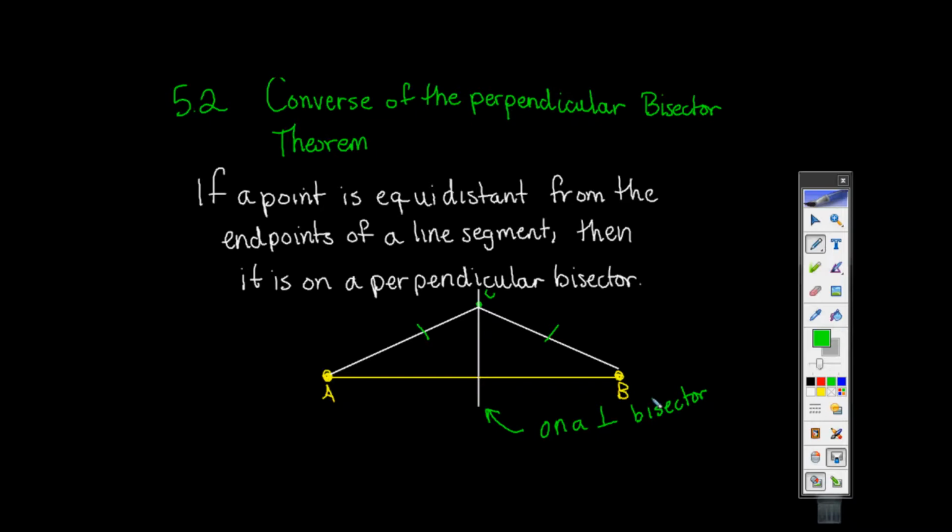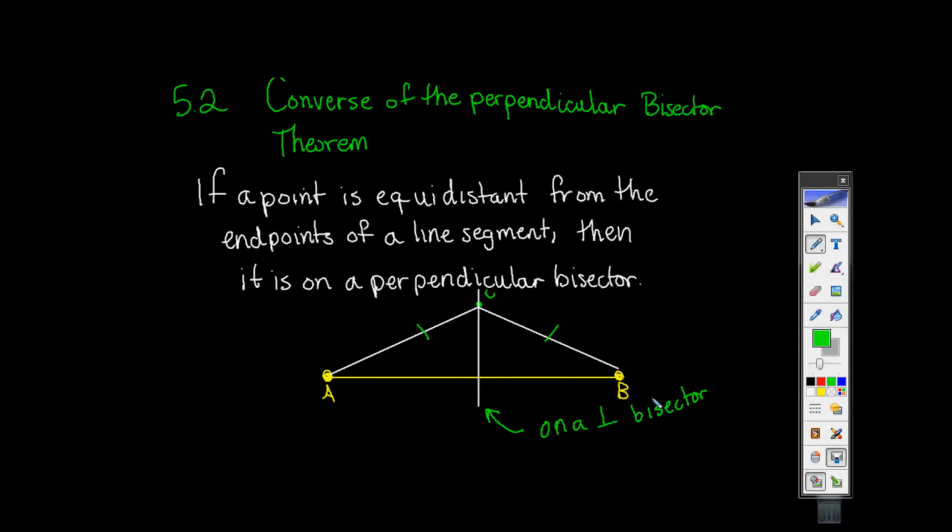If I have a segment and I have a point that's equidistant away, then it gives me a bisector. So I can use it backwards or forwards. Whenever you get that word converse, that's what it means. You can use it either direction and it's still true. It just depends on what you already have.